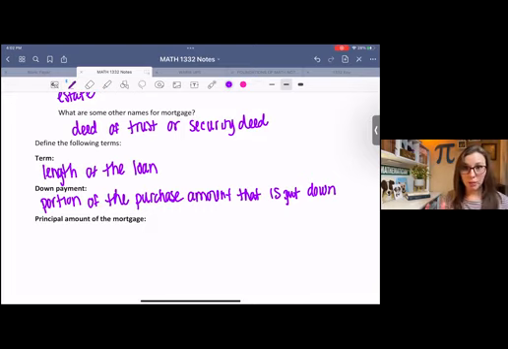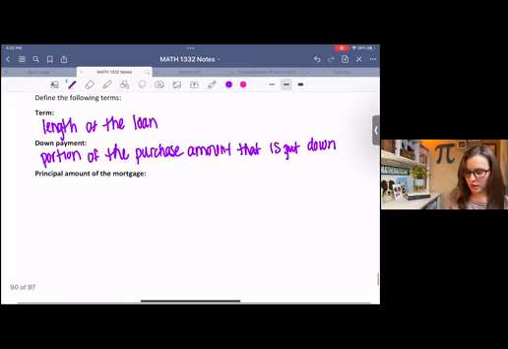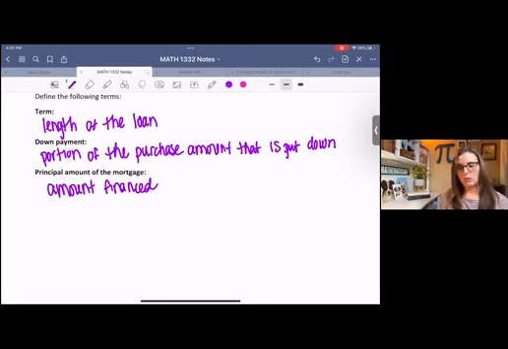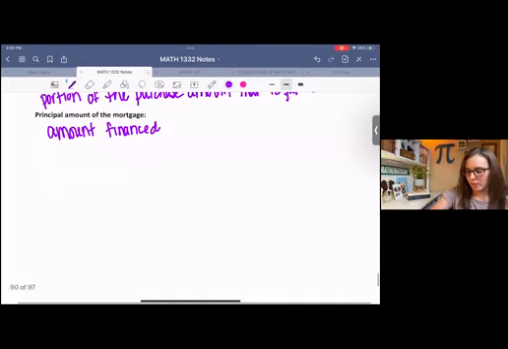So the bigger the down payment, the better, because the less you finance, the less interest there is. And then the principal amount is the amount financed. So what you owe, basically. We could say borrowed here instead, if you're more comfortable with that.